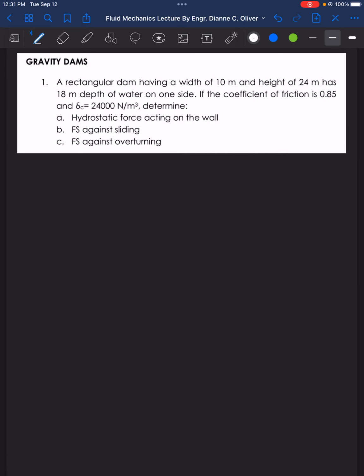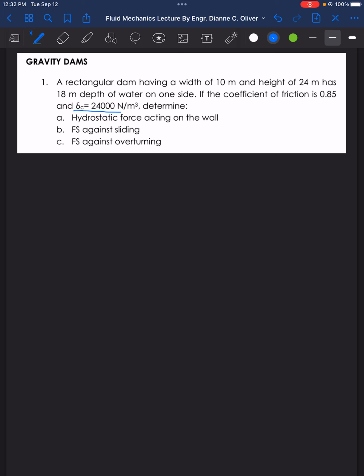We have a rectangular dam having a width of 10 meters and height of 24 meters, and has a depth of 18 meters of water on one side. If the coefficient of friction is 0.85 and the gamma c, or the specific weight of the concrete, is 24,000 Newton per cubic meter, determine letter A, hydrostatic force acting on the wall, and B, factor of safety against sliding, and C, factor of safety against overturning.